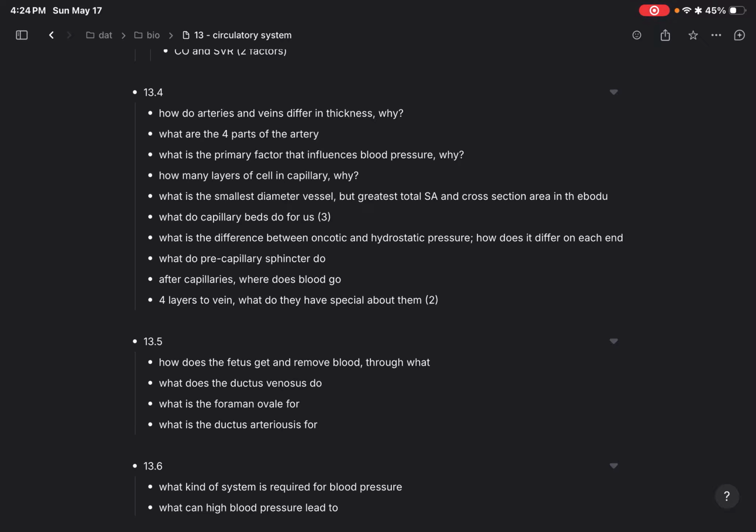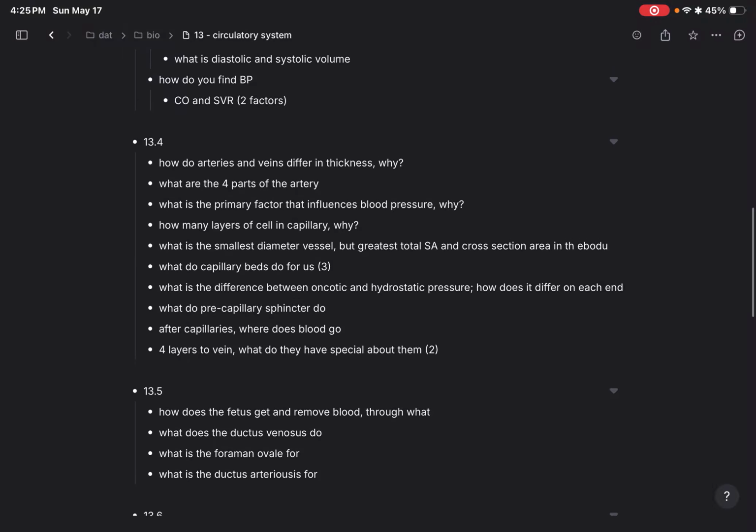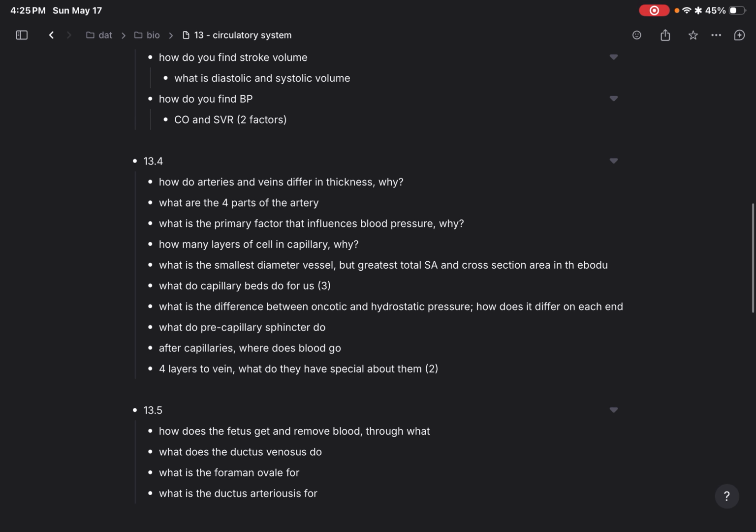Veins have valves. I don't know if we talk about it, but they have valves in there, so the blood doesn't go backwards, because there is less pressure. They also use the force of smooth muscle around them to help get the blood pushed out to the superior and inferior vena cava. How many layers of cells in capillaries?